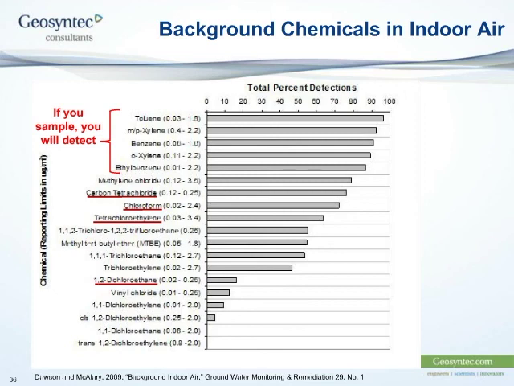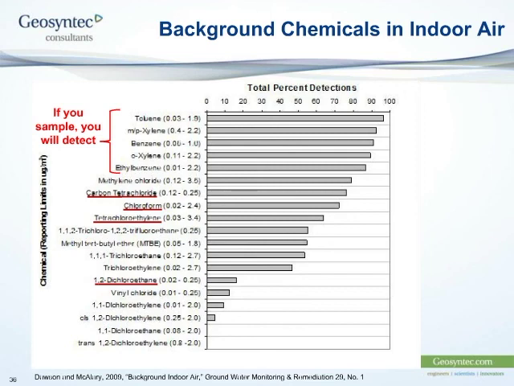And the unfortunate reality is anytime you collect a sample of indoor air, you will certainly detect concentrations of volatile organic compounds, and often the same compounds that we're concerned with. This is a chart of the percentage of detections of volatile organic compounds in indoor air samples in properties that are not associated with contaminated land.